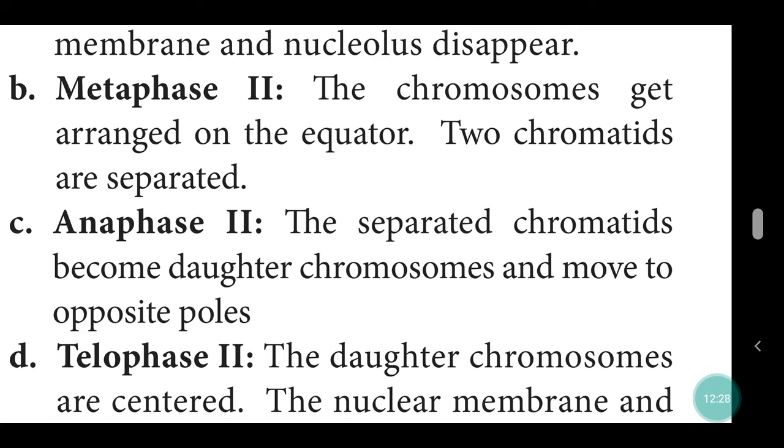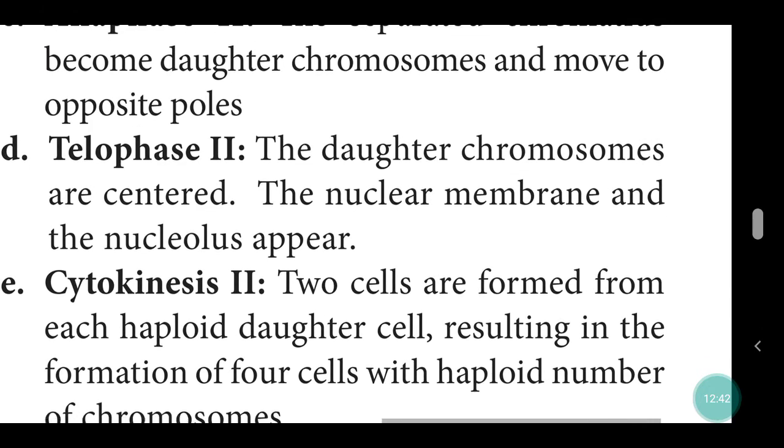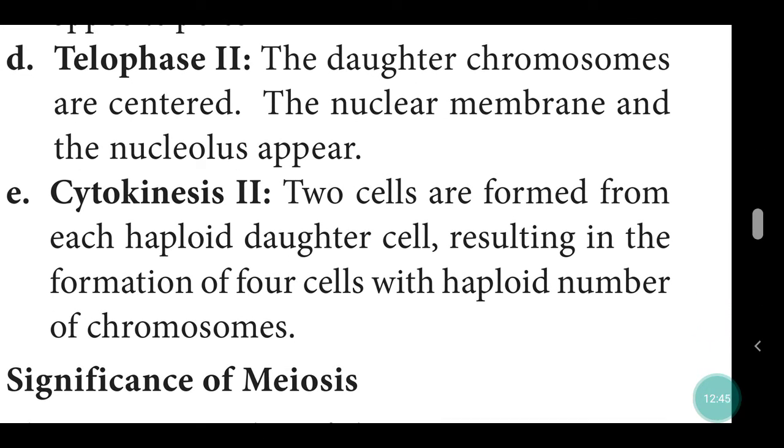Metaphase 2. The chromosomes get arranged on the equator. Two chromatids are separated. Anaphase 2. The separated chromatids become daughter chromosomes and move to opposite poles. Telophase 2. The daughter chromosomes are centered. The nuclear membrane and the nucleolus appear. These changes happen in telophase 2. Cytokinesis 2. What are the changes happening in the cell? Two cells are formed from each haploid daughter cell, resulting in the formation of 4 cells with haploid number of chromosomes.